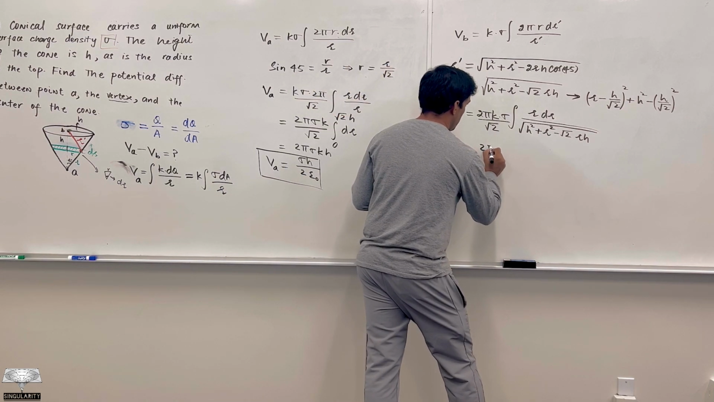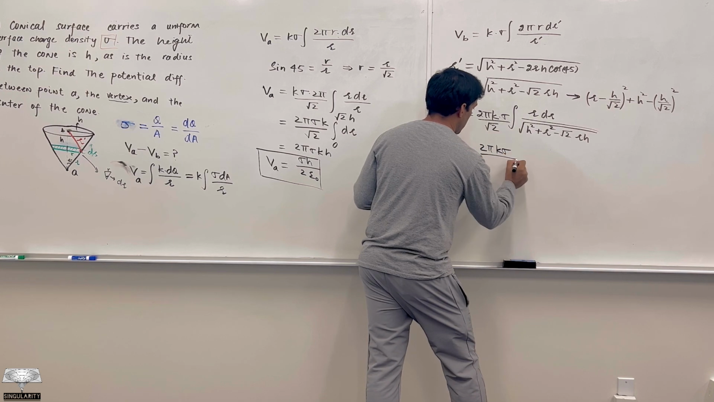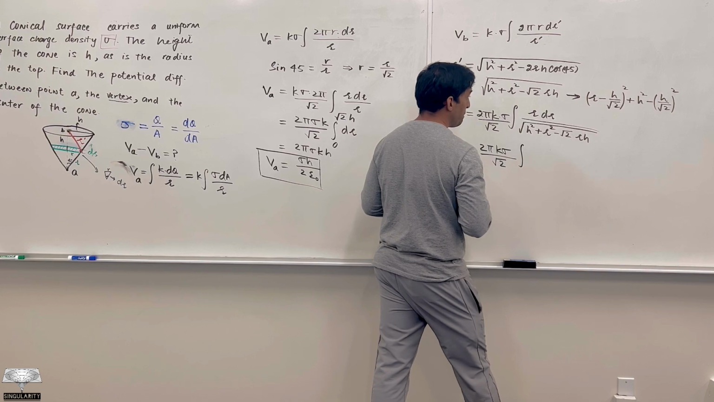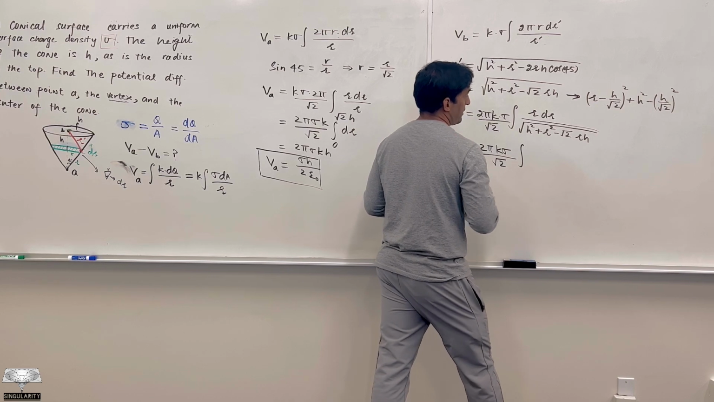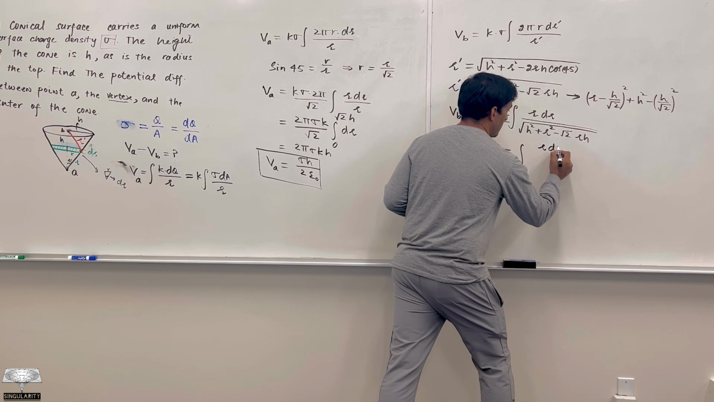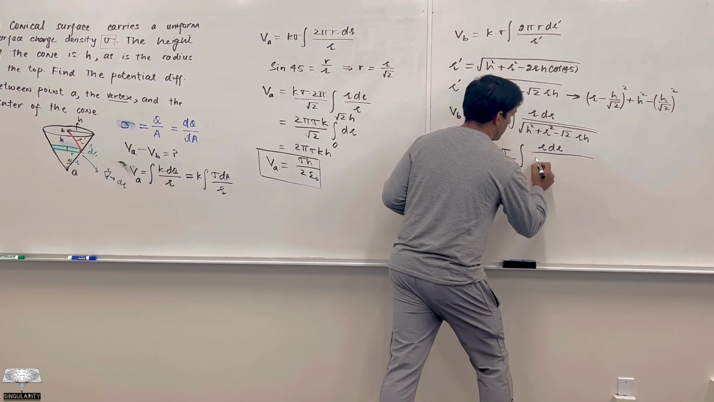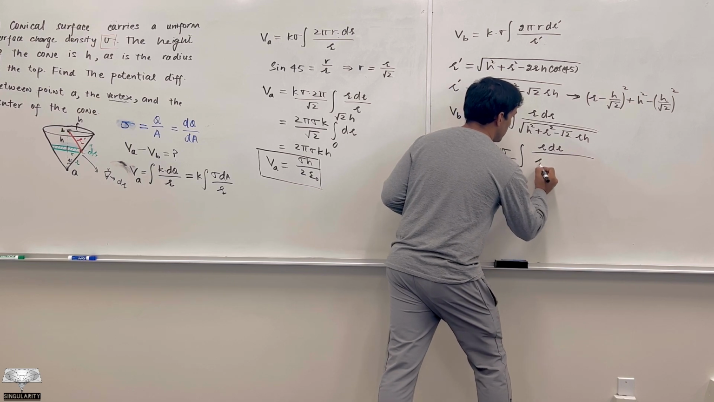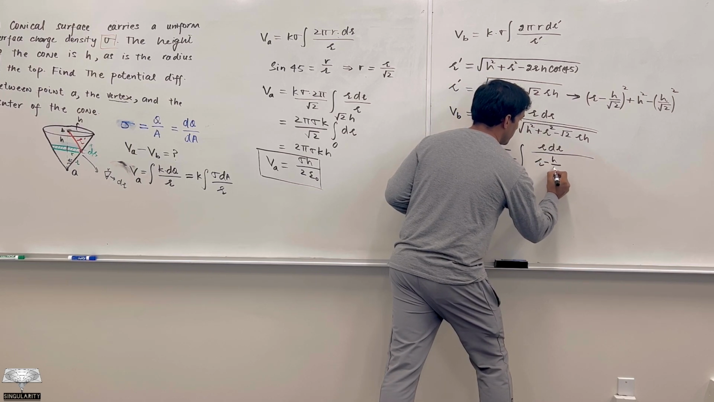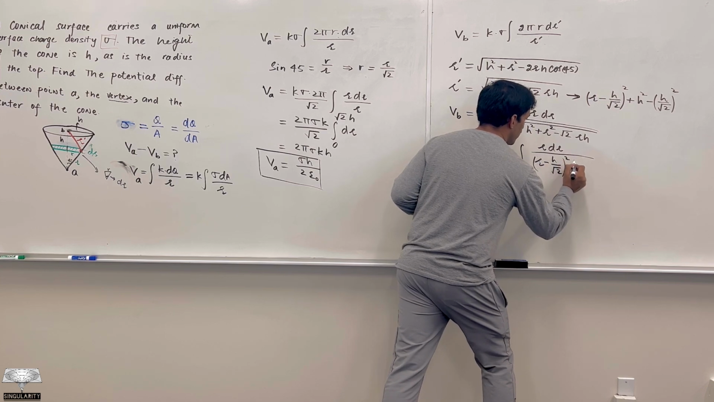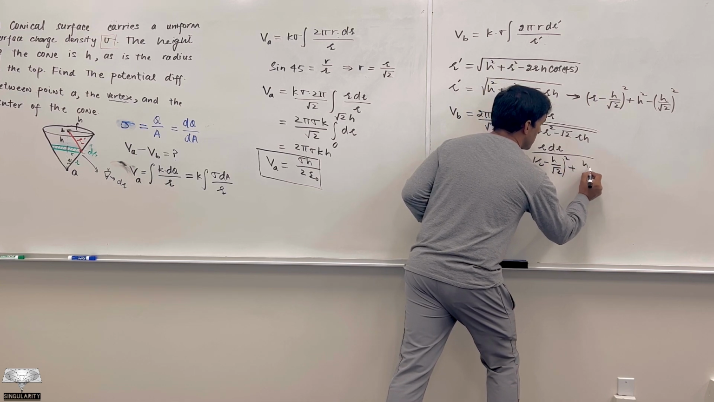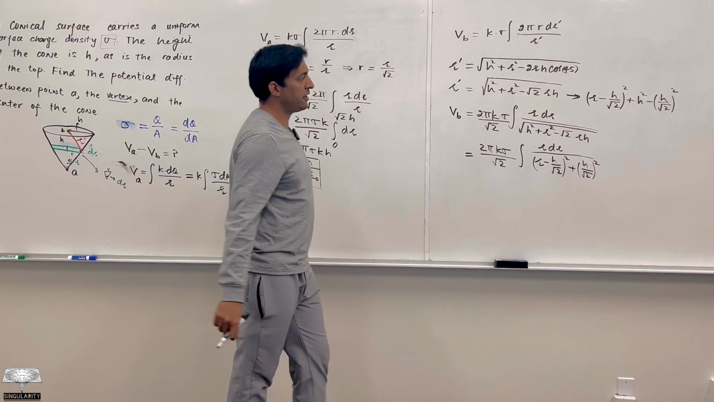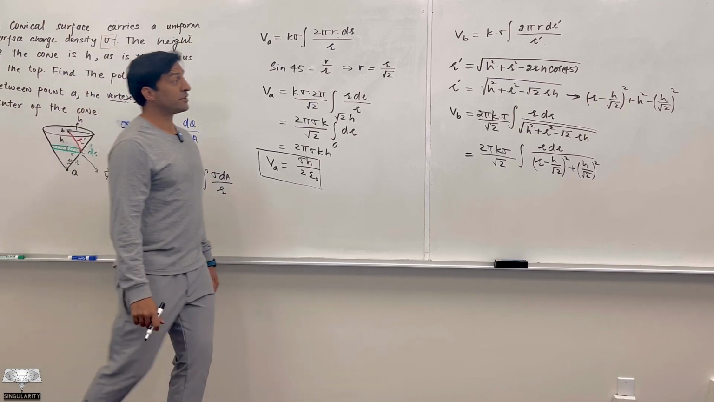So 2 pi a sigma divided by square root 2 integral of R dR divided by R minus h divided by square root 2 whole square plus h divided by square root 2 whole square, all under a square root. That's my integral now.